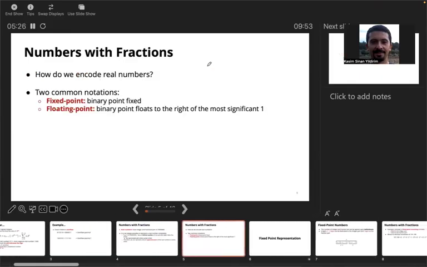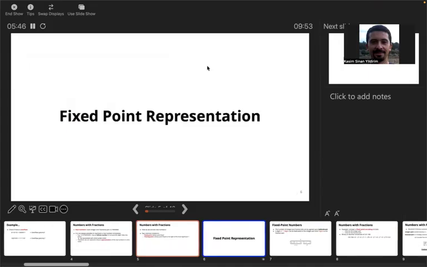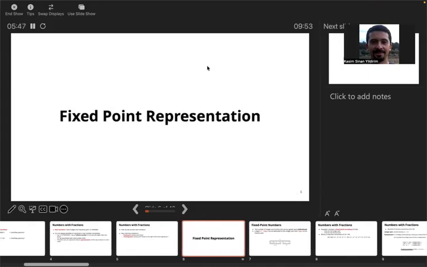Let's try to see how we can encode real numbers. How can we do that? We have two common notations, fixed point and floating point representations. What does fixed point mean? What does floating point mean? Let's see fixed point representation first. What is that?